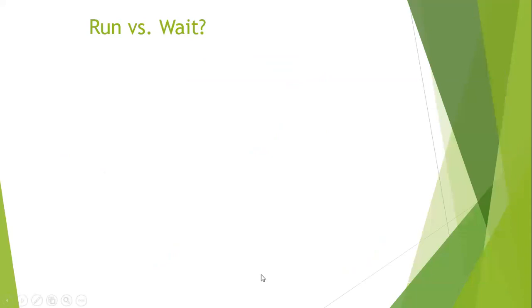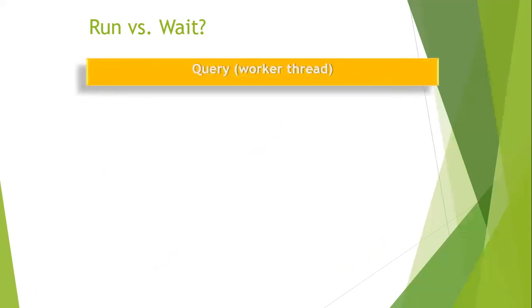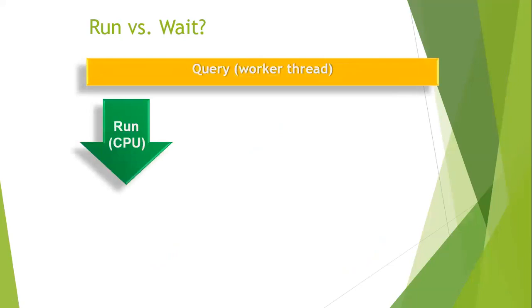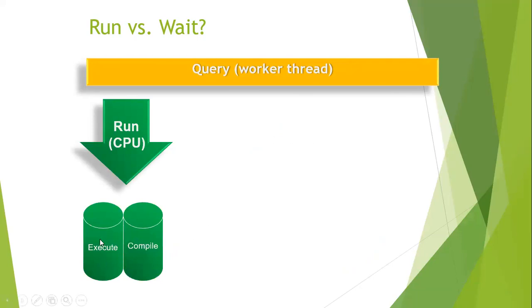All right, so here is run versus wait for the query worker thread. If it is a run, if it is spending time on the CPU, then either the query is executing or it is compiling the query, right? In both situations, we require the CPU to be available and it is running on the CPU. Even compilation: the query optimizer compiles the query and generates an execution plan, and that also requires some CPU cycles. So these two require CPU cycles.